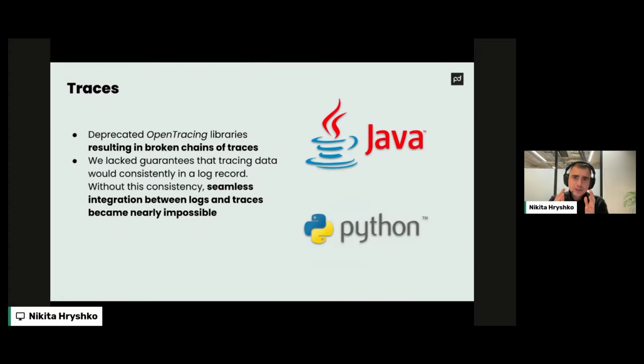Moreover, on the application level, we were using deprecated OpenTracing libraries, resulting in broken chains of traces. And we lacked guarantees that tracing data would consistently appear in the log records. Without this consistency, creating a seamless integration between logs and traces became nearly impossible.